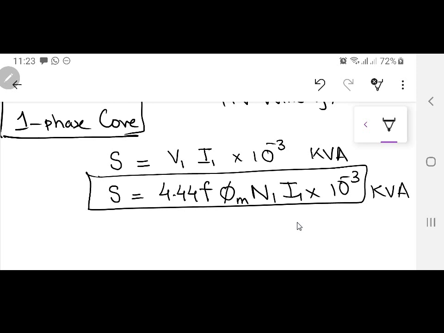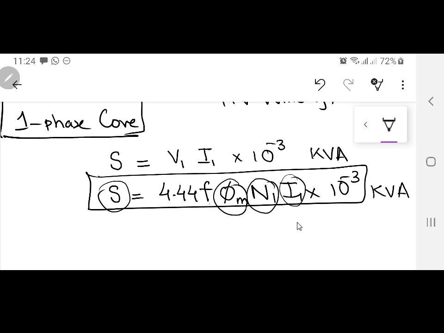Now, in this equation, there are many unknowns. First of all, S is known to you, because you have to design a transformer, so you will know how many VA the transformer is to be designed for. The frequency will also be known, at which it has to work. You don't know the value of phi m. You don't know the value of N1. Yes, you know the value of I1, because you know the value of voltage.